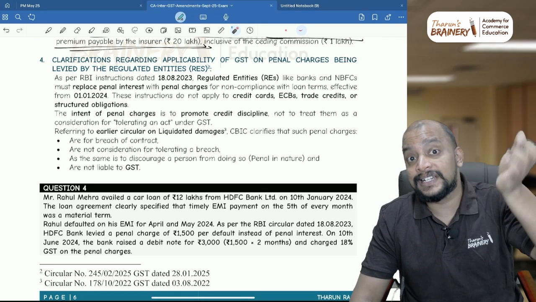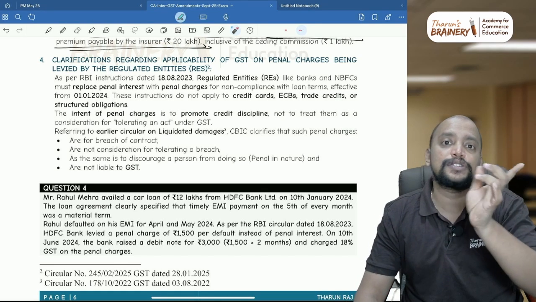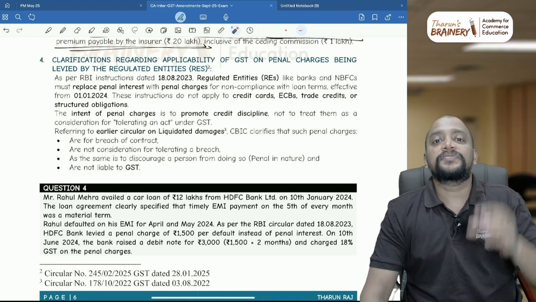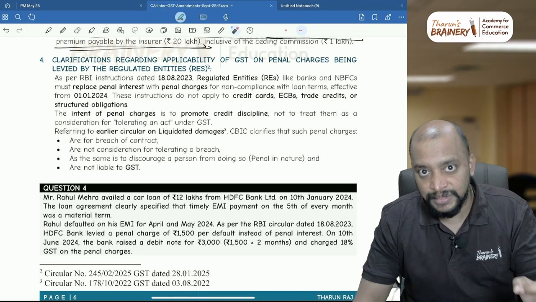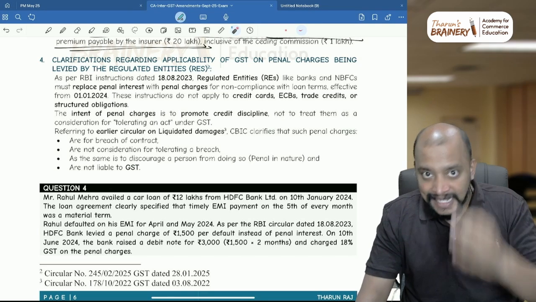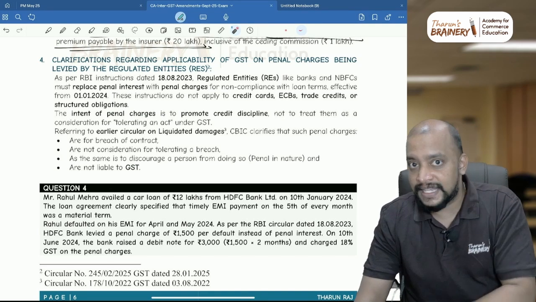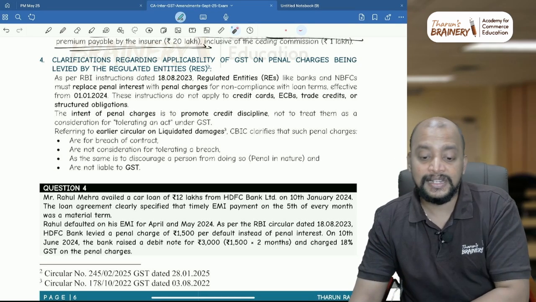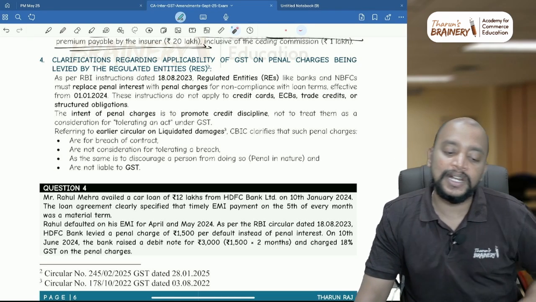Because the interest on credit card is taxable, penal interest is also taxable. Remember this: if the interest involved in EMI is taxable, penal interest is also taxable. If the interest involved in EMI is exempted, penal interest is also exempted. This is the concept of penal interest. For credit card, still penal interest is only there.